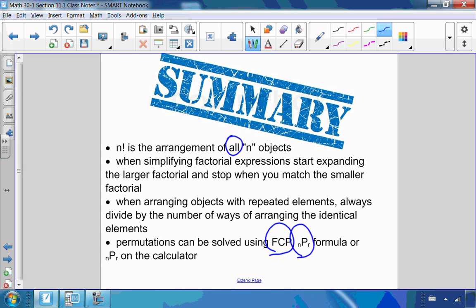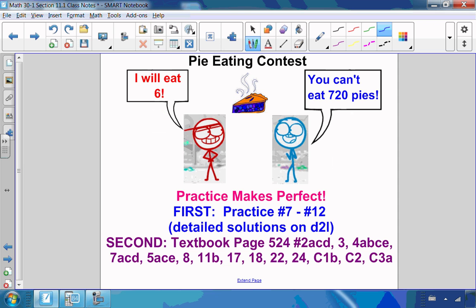So factorial is something that's new to you guys. You've seen the exclamation point in English, and so I thought it would be a really good joke to play on the English versus math use of an exclamation mark. So in English, we would say, I will eat 6! In other words, talking about the pie eating contest. And then the math interpretation of that would be, well, that's impossible because you can't eat 720 pies.